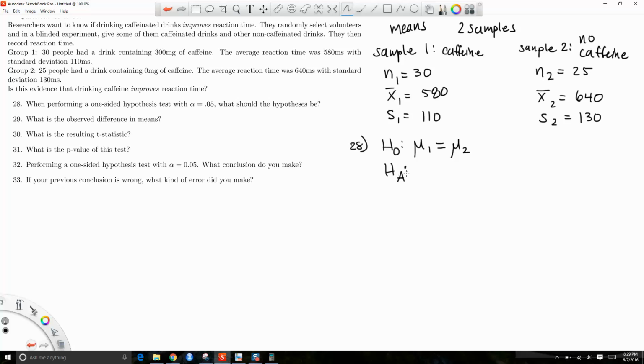What does it mean to have improved reaction time? Should we have mu1 greater than, less than, or what? Less than.